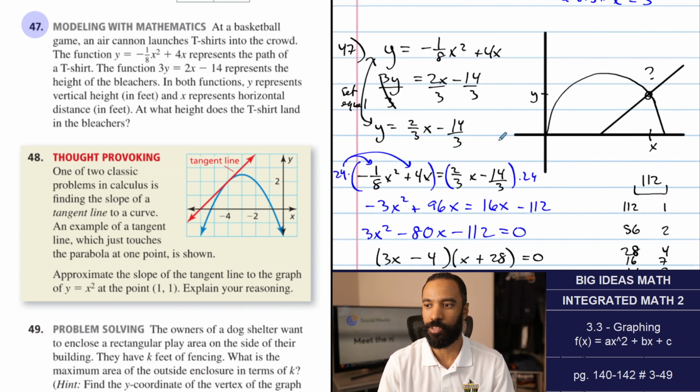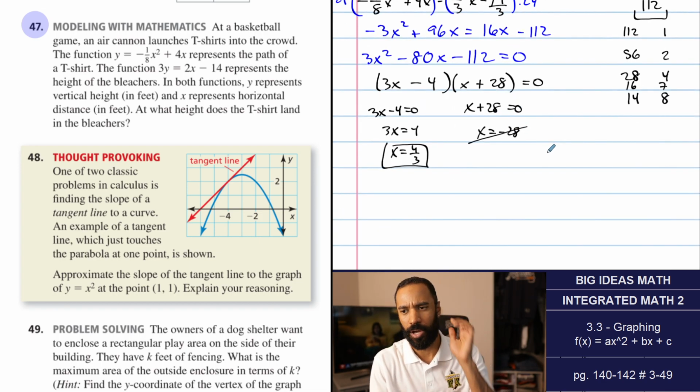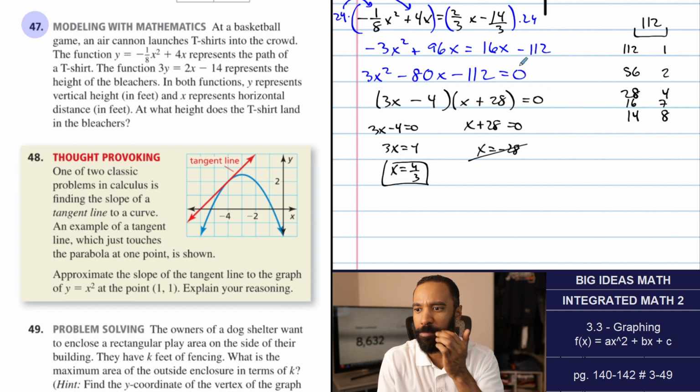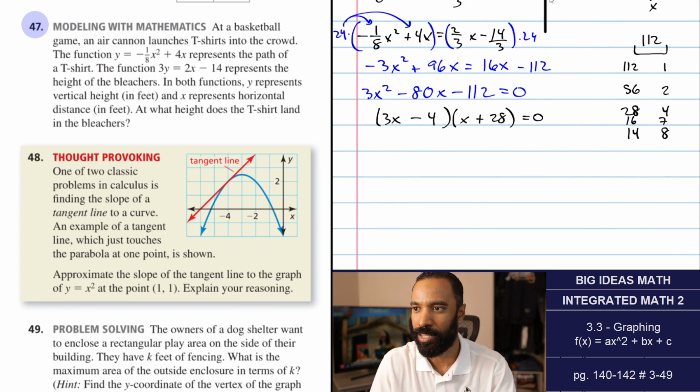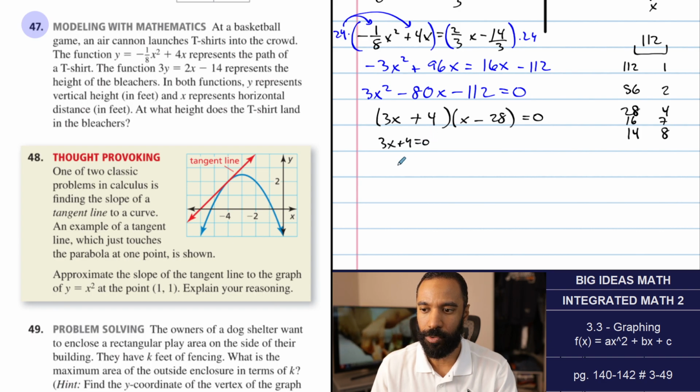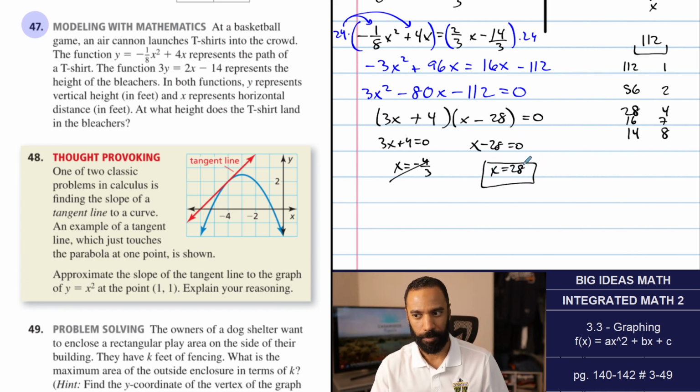The graph goes, for the stands, the graph goes out that way. So it's going to hit somewhere out there. Only at 4/3 though. So that's not, I'm sorry. This is backwards. Oh, time out. I didn't need 80, I needed negative 80. So this, let's go the other way. I'm sorry. It is this way. So 3x plus 4 equals 0. X is negative 4/3. That one doesn't work. But here, x minus 28 equals 0. X equals 28. That does work. Okay, cool.